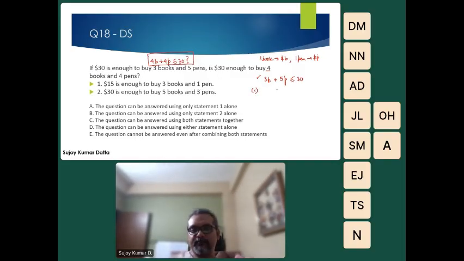Statement 1: 3b and 1p is less than or equal to 15. Okay, so we have two equations. Even though they are inequalities, they are of the same nature. This is the property of inequalities: if both are less than, you can add them, or if both are greater than, you can add them.